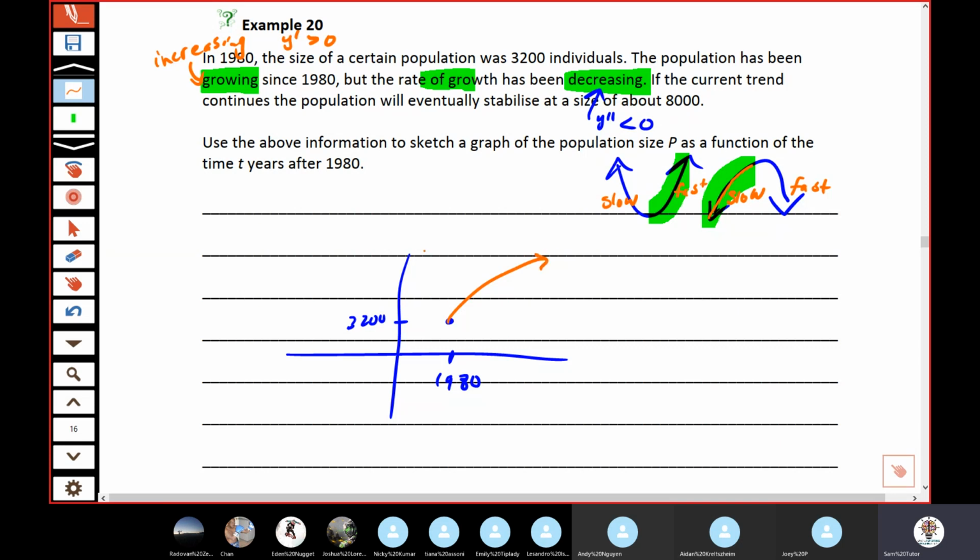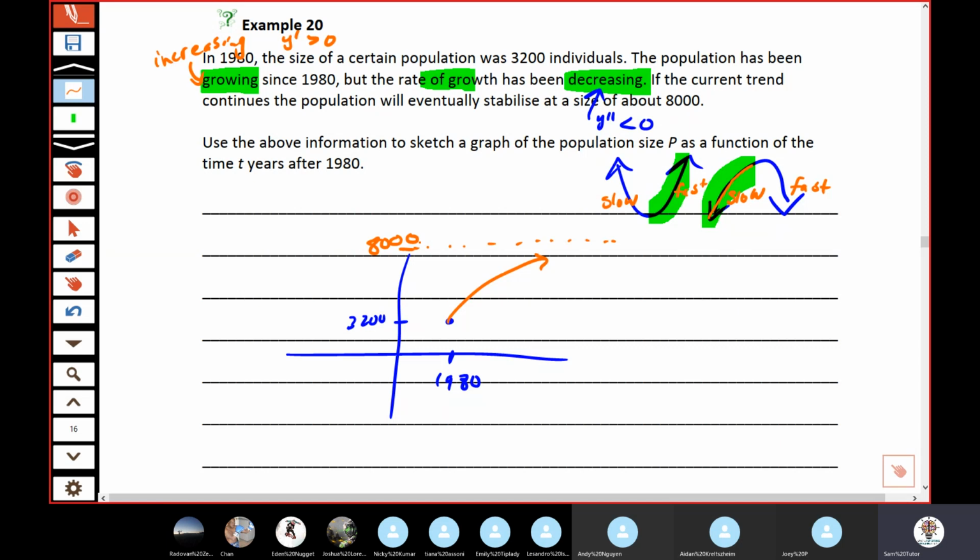I think Eden, you were drawing it. Stabilizes means not stationary, asymptote. It's not going to go past 8,000. It's going to reach what? 8,000. Right? It's reaching 8,000. Eventually, if the current trend continues, the population will eventually, which means as time approaches infinity.